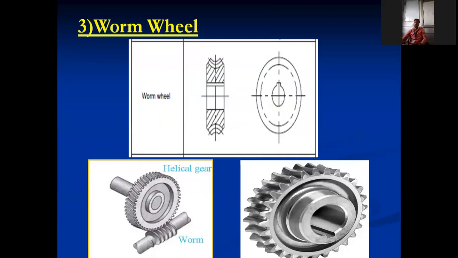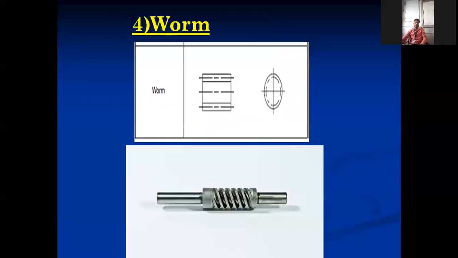Then worm wheel. Only the orientation of teeth is a little bit different from spur gear. It has some concave shape to accommodate the worm. Otherwise, it is similar to spur gear. And worm, actually, it is not a gear, it is a shaft. On the shaft, teeth are there. That's why it is called worm. And what is the application of worm and worm wheel we have discussed? Are you remembering? High speed reduction. When we want a high speed reduction, then worm and worm wheel is used.